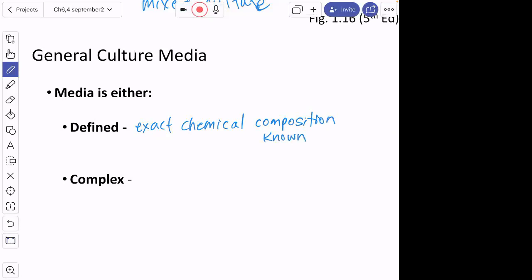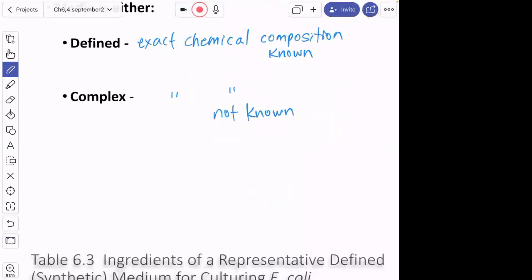And complex is just the opposite. We don't know exactly what's in there. So exact chemical composition is not known. Okay, so that's a principle. Let me give you some examples of each kind of media. Don't memorize the examples or the recipes. I'm just trying to use them to illustrate the principle.